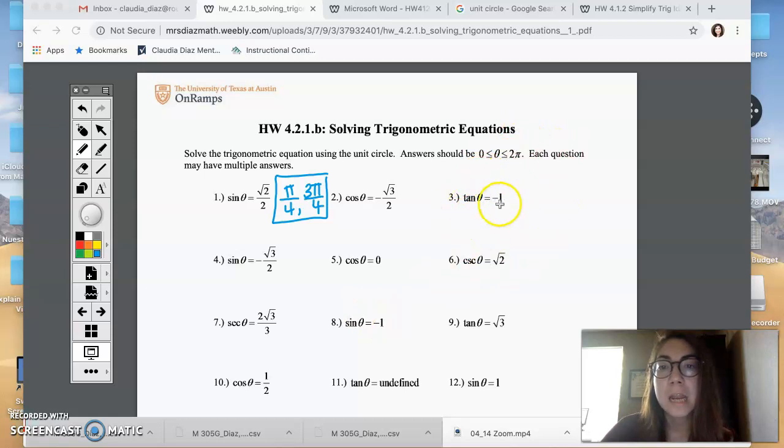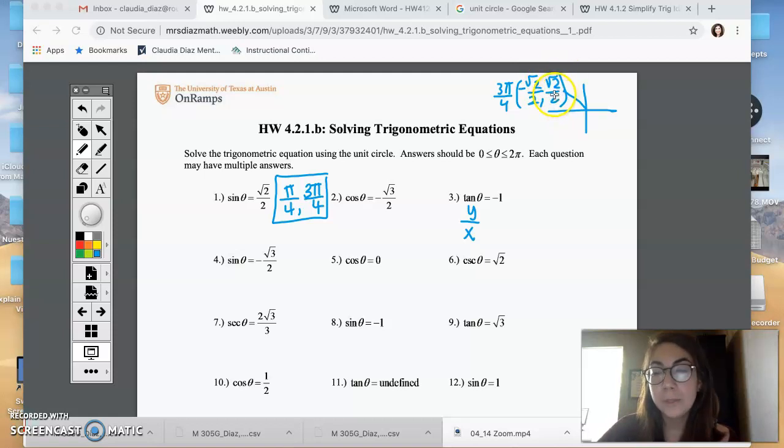Let's try number 3. Tangent theta is equal to -1. So remember, tangent is our y/x. We are trying to figure out where on the unit circle y/x is -1. Well, that has to be at one of the pi/4s, which I would say here 3 pi/4. Because if you remember correctly, the coordinate is -√2/2, comma positive √2/2. When you do y divided by x, you get -1.